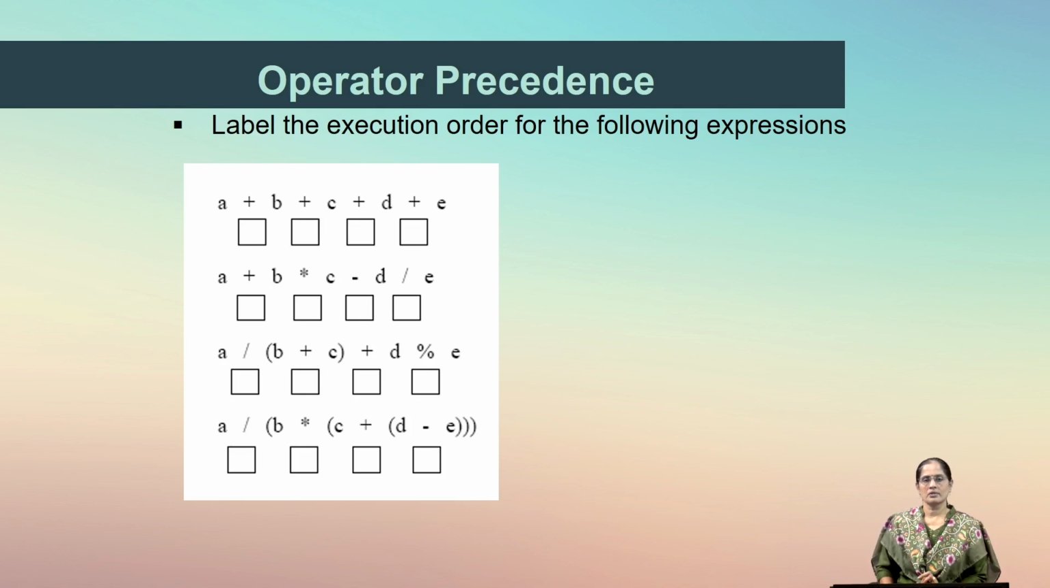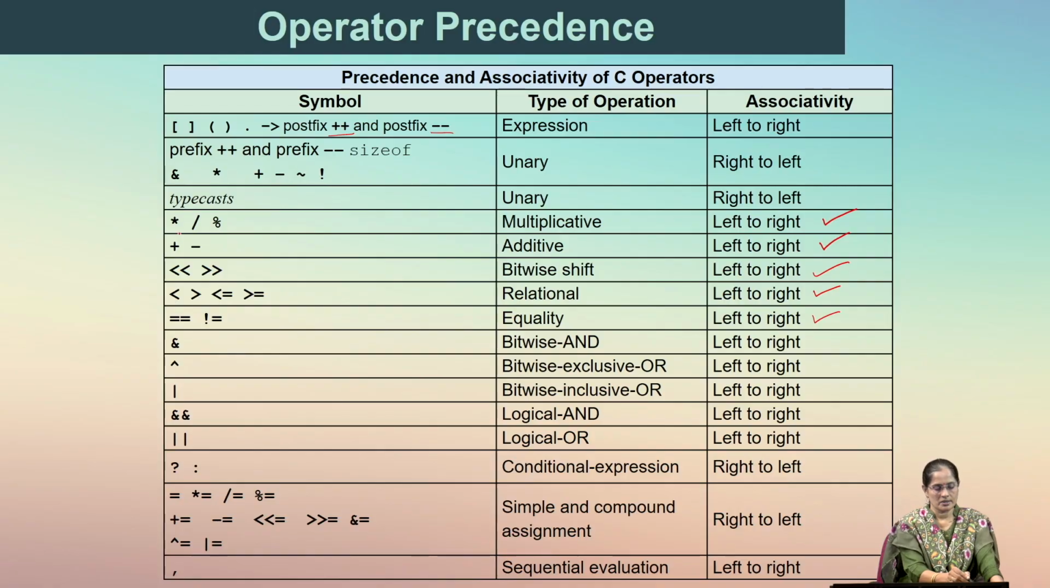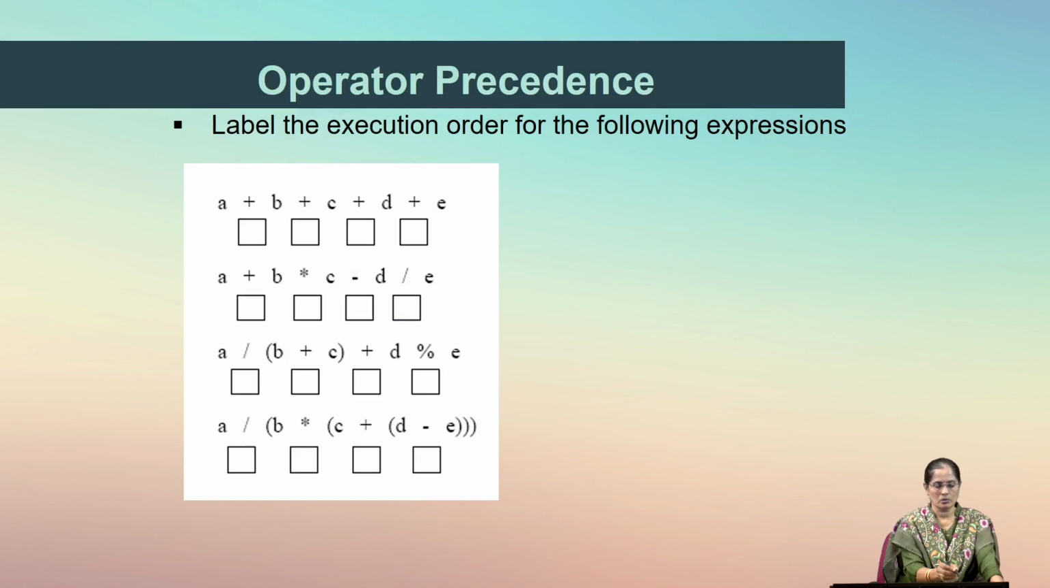We are supposed to label the execution order for the following expressions. So, let me know what order we will follow for executing the first expression, which has all plus operators. All the operators are plus and they are all at the same level. So, the associativity rule is left to right, so we will follow left to right execution. This will be evaluated first and this will be evaluated next, and then this will be evaluated, and then fourth this will be evaluated, right.